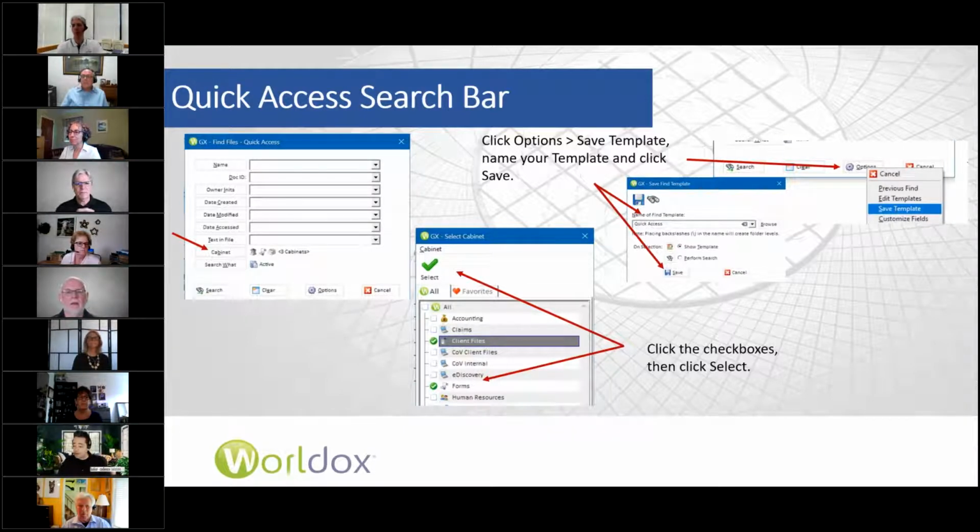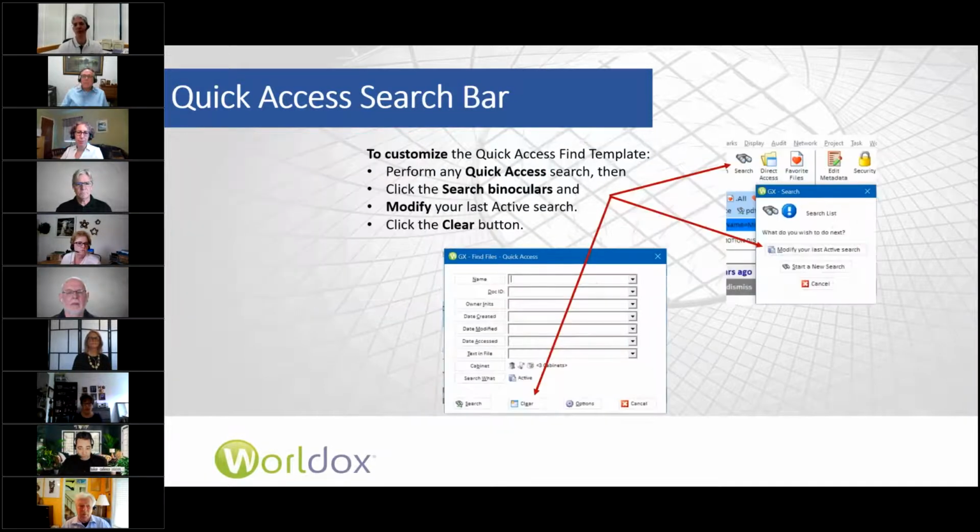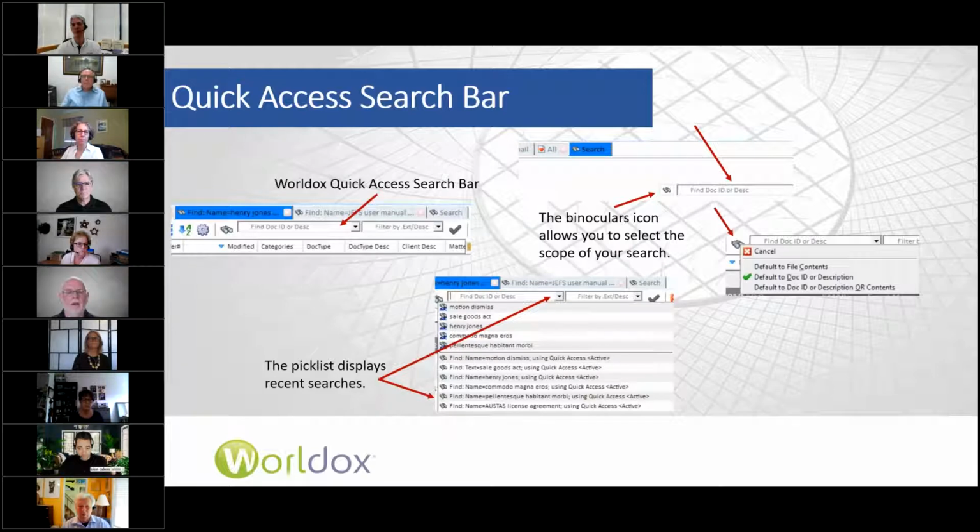The primary thing, if you go to the first slide again, is to be familiar with the quick access search box, that you can set the scope of the search box, and that it keeps a very useful history. Okay, so those are quick search tips.